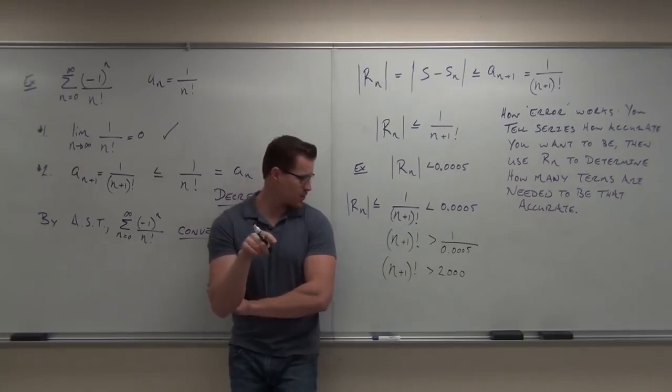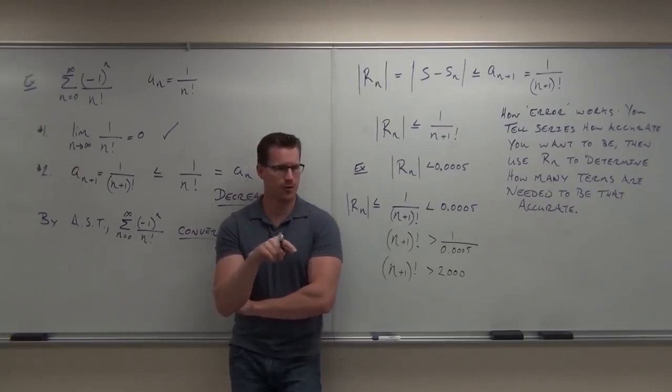If I plug in 3, no, that would be 4 factorial. 4 factorial is 24, isn't it? I think so. 4 times 3 is 12, times 2 is 24. So is that more than 2,000? No. How about 5? I plug in 5.